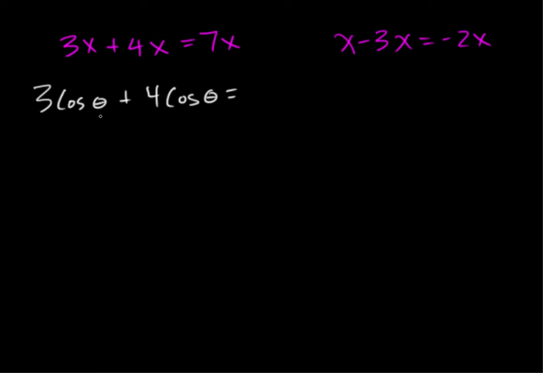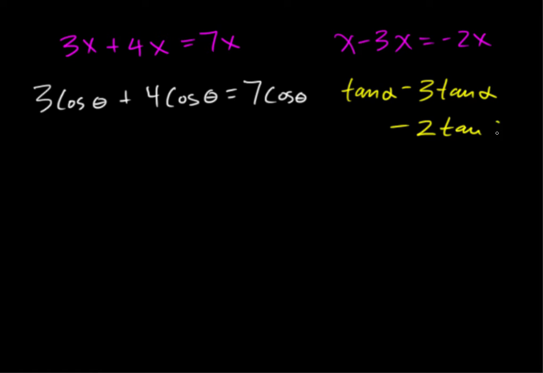So if we have 3 cosine theta plus 4 cosine theta, that's just 7 cosine theta. And if we have 1 tangent alpha minus 3 tangent alpha, that's going to be negative 2 tangent alpha. Okay?